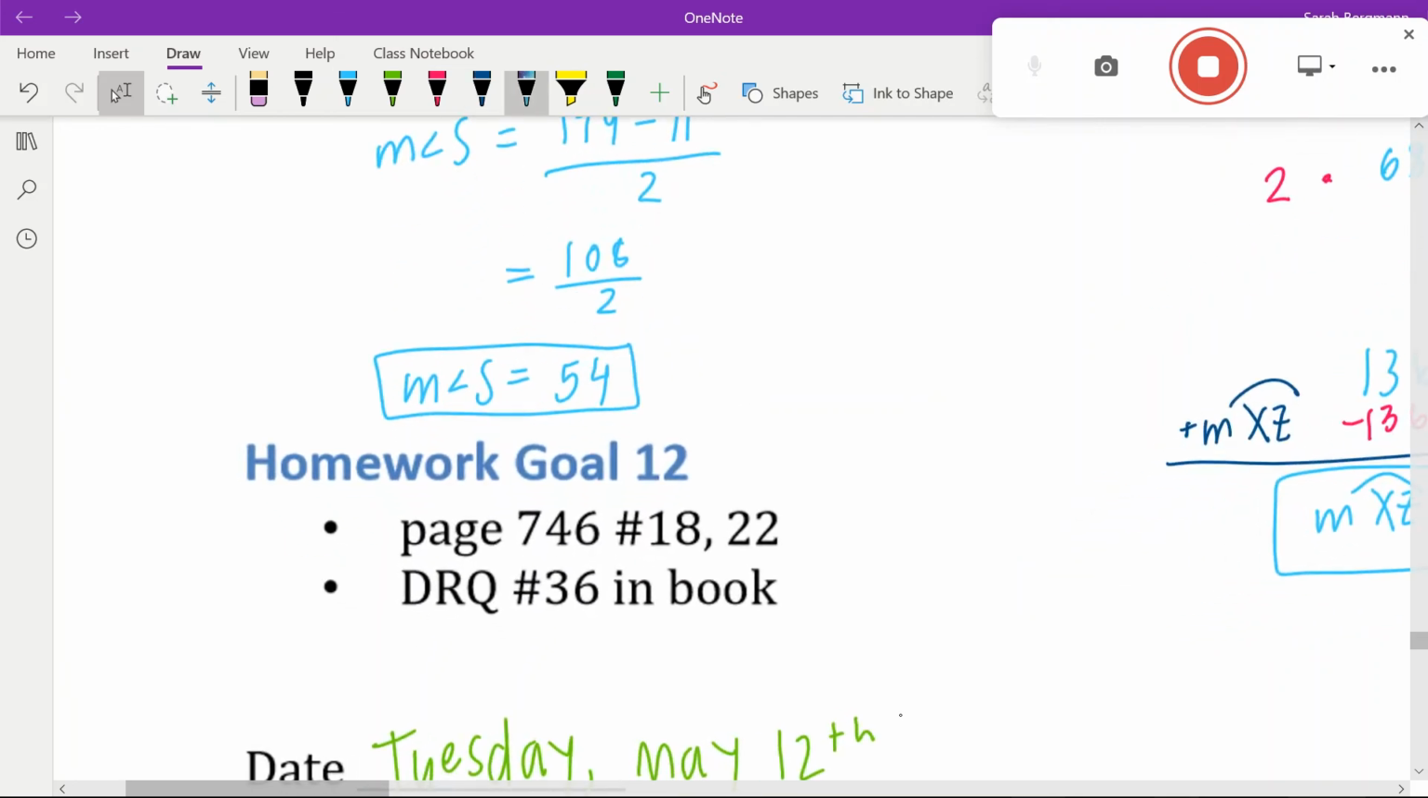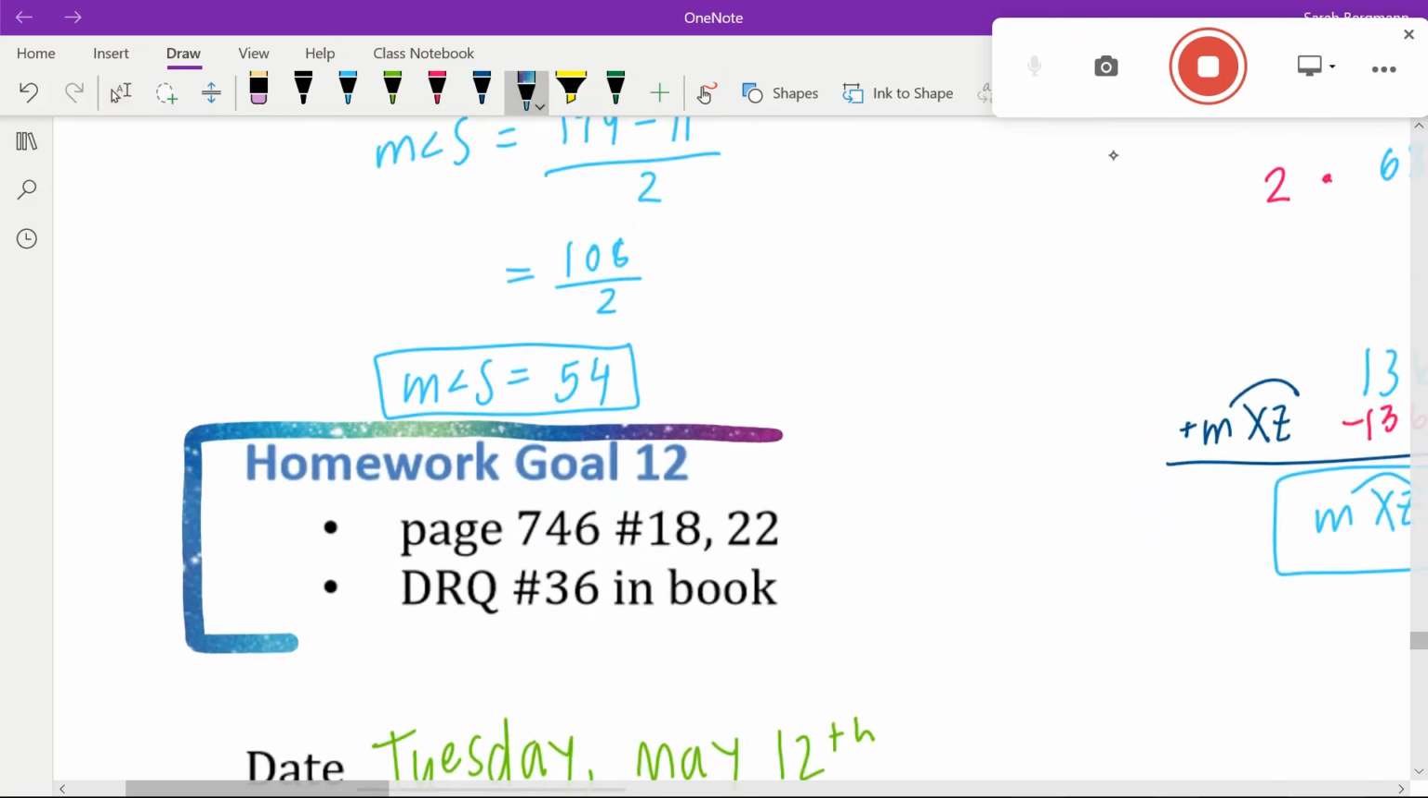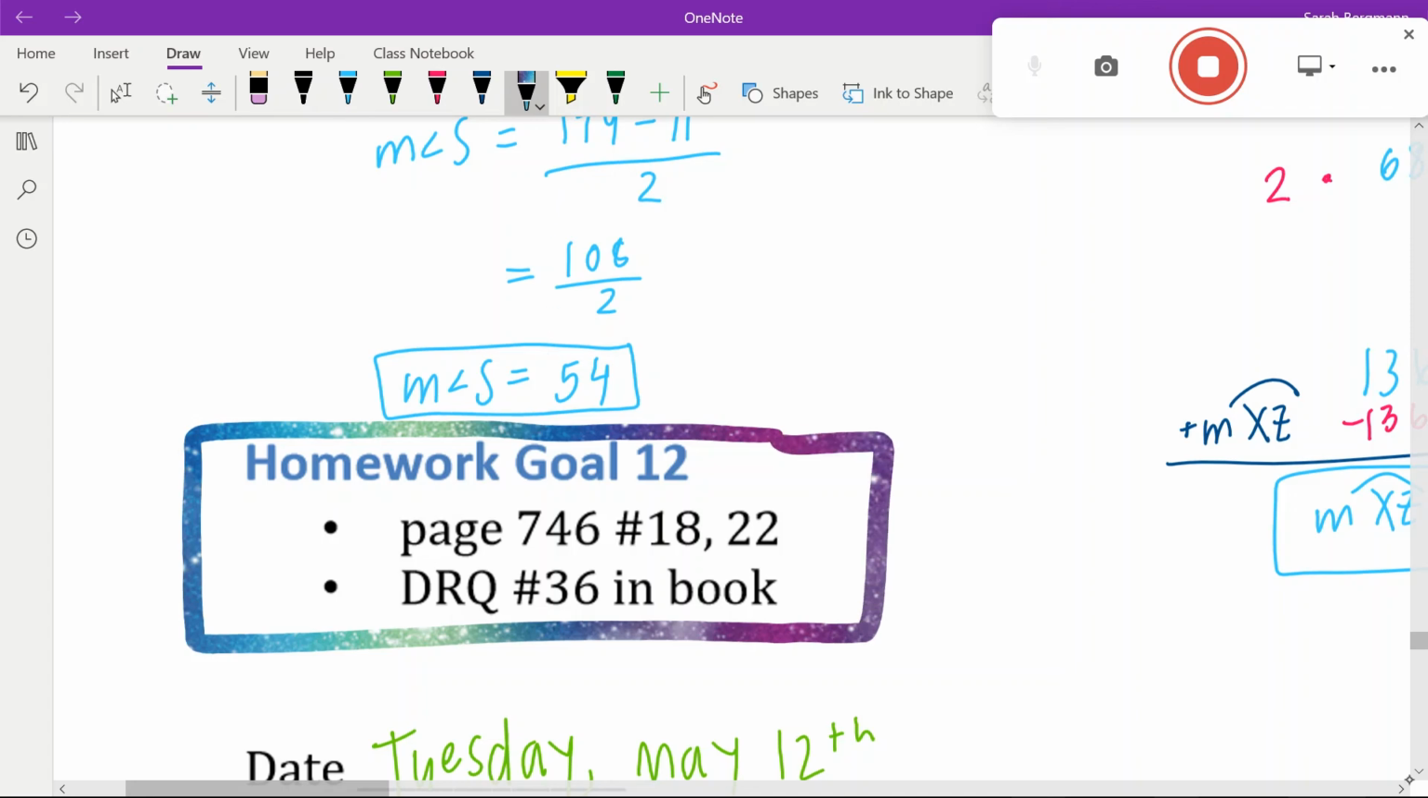Here's your homework for tonight. You have 2 problems on page 746, numbers 18 and 22. And then you are doing question number 36 in the book as your reflection question.